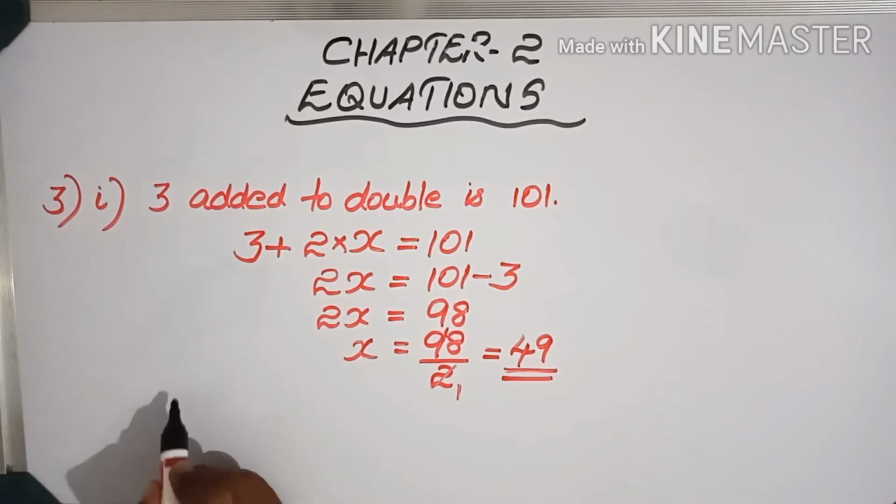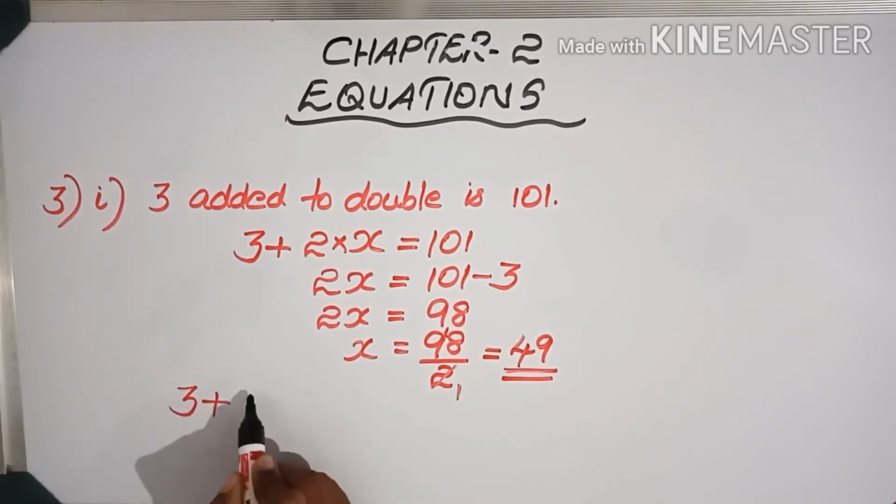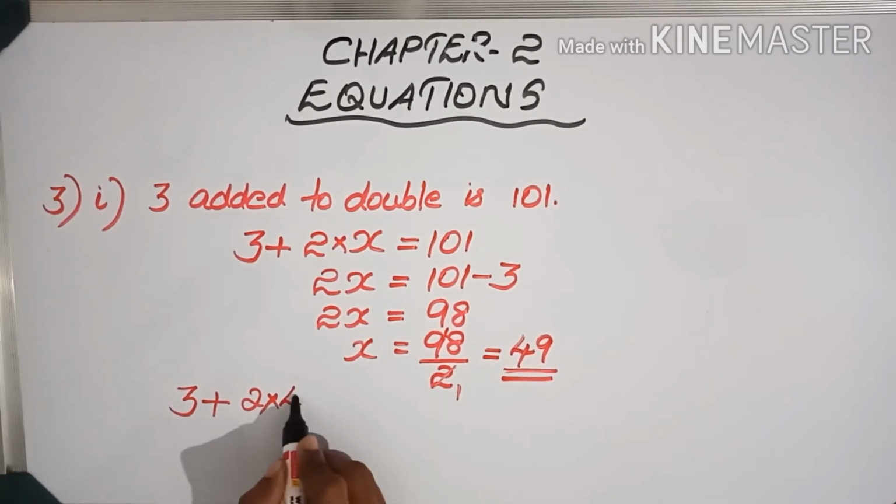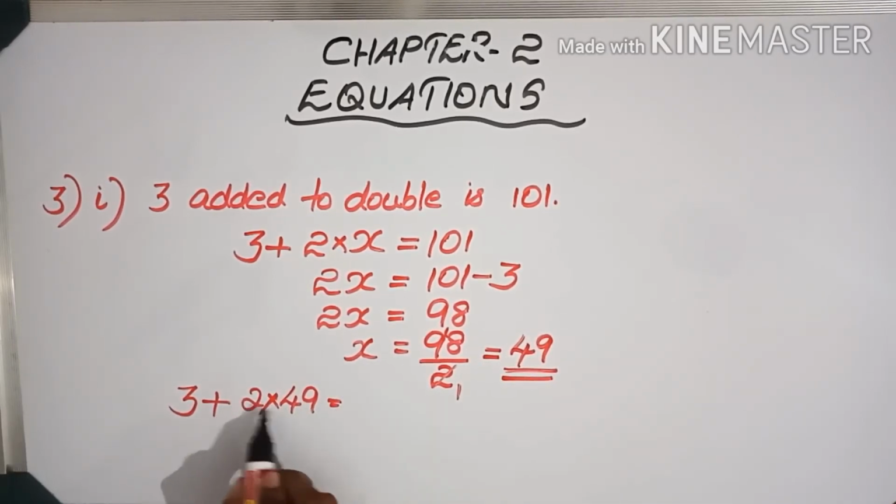You can check 3 plus 2 into 49. 49 is the number we got. 2 into 49. 2 into 49 is what? 49's double is 98. 98 plus 3 is what? 101. So this is the answer.